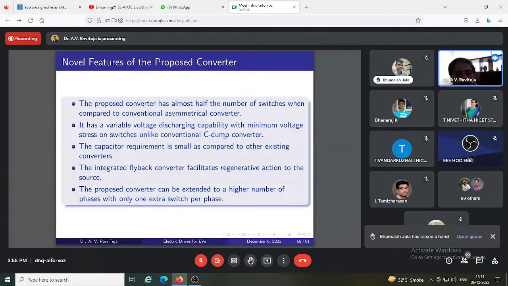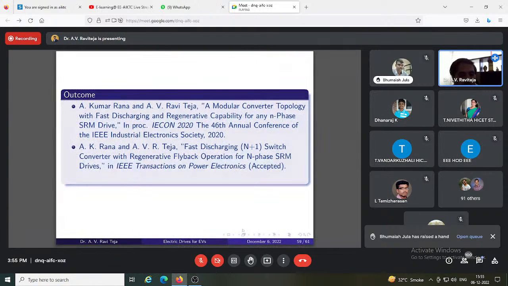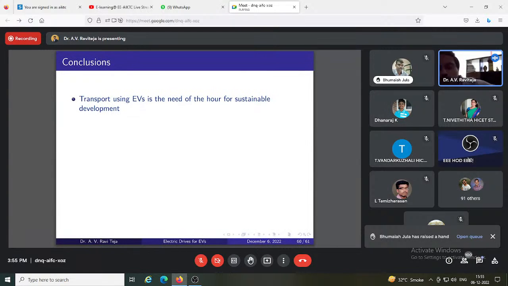And this converter has independent operation for all phases, and it can be extended to any number of phases. Only one extra switch per phase you will be needing. So this we published in IEEE Transactions on Power Electronics recently. We applied for a patent also for it. So this is about switched reluctance motor drives. So converters and torque ripple reduction, these are the two factors which need to be considered for SRM drive.